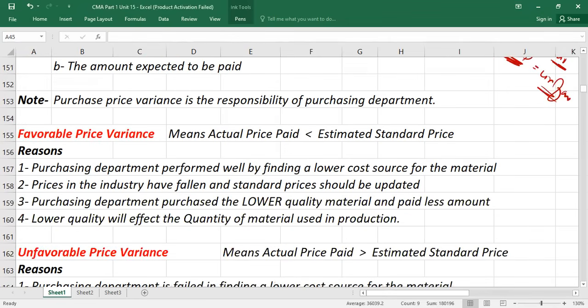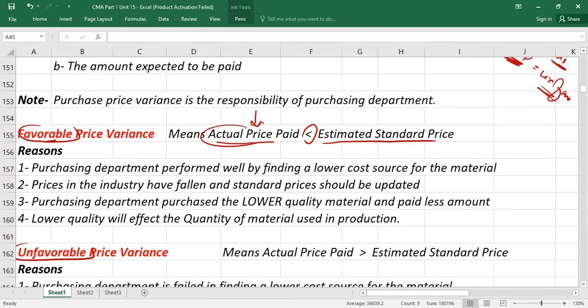So there could be two types of price variance. Price variance could be favorable, or price variance could be unfavorable. It will be favorable, obviously, when the actual price paid is less than the estimated standard price. So this is called favorable. Why is the actual price less? Why are you paying less?